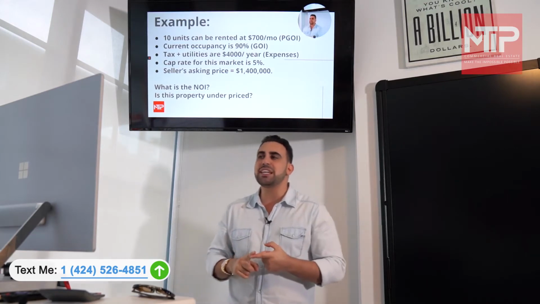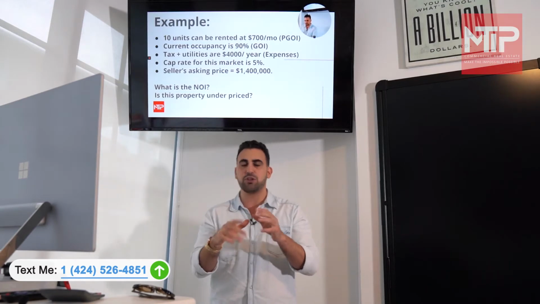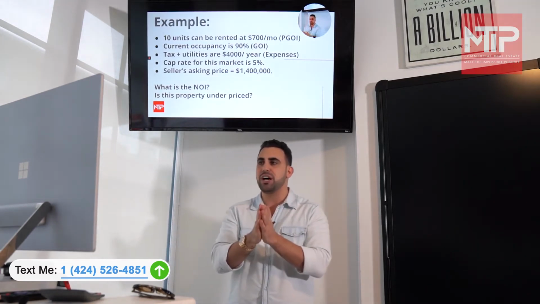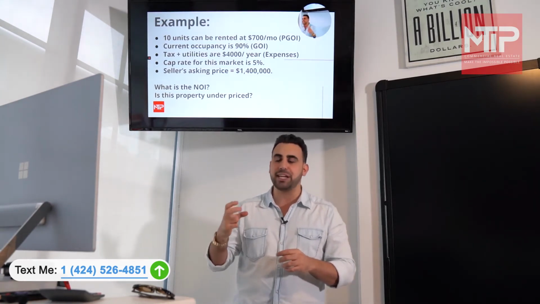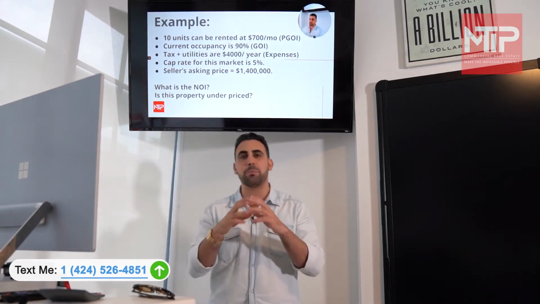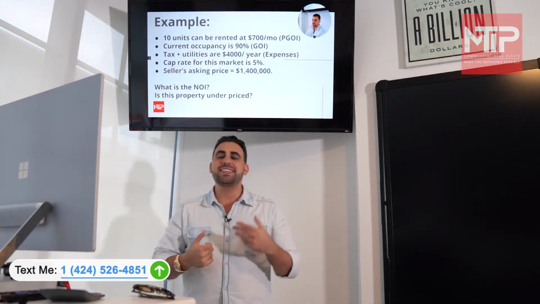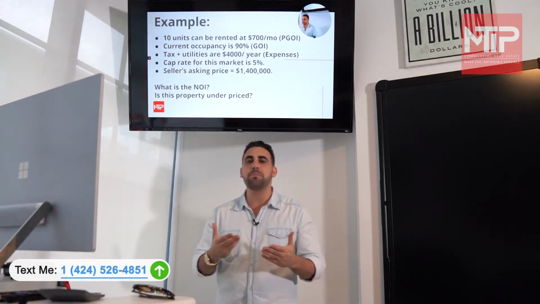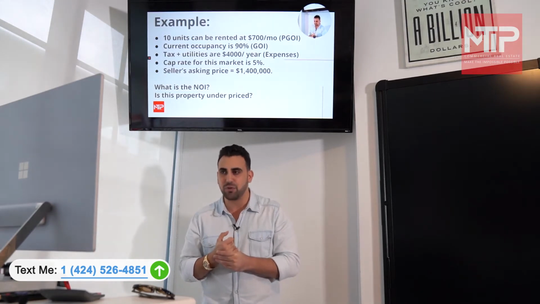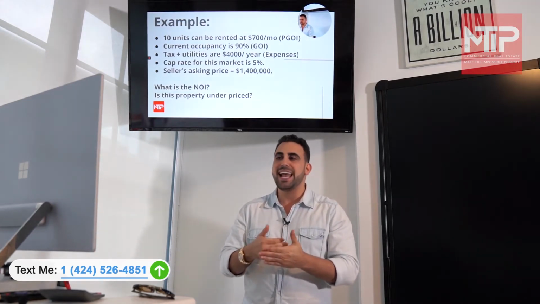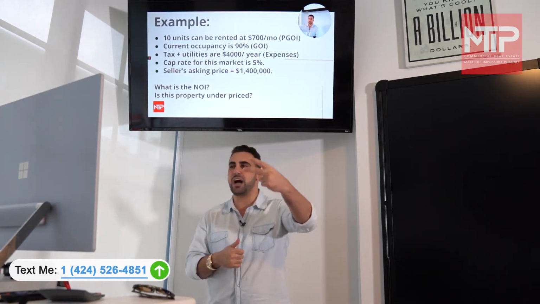The taxes and utilities are $4,000 a year. That's your expenses in a nutshell. There are more expenses, but assume those are all of your expenses. It says here that the cap rate, which we talked about a second ago, for this market where you're buying this property is normally a 5% rate of return. And the seller's asking price is $1.4 million. So in this particular instance, what is your NOI? Is the property underpriced? Those are the two different things we're going to seek out and look for.